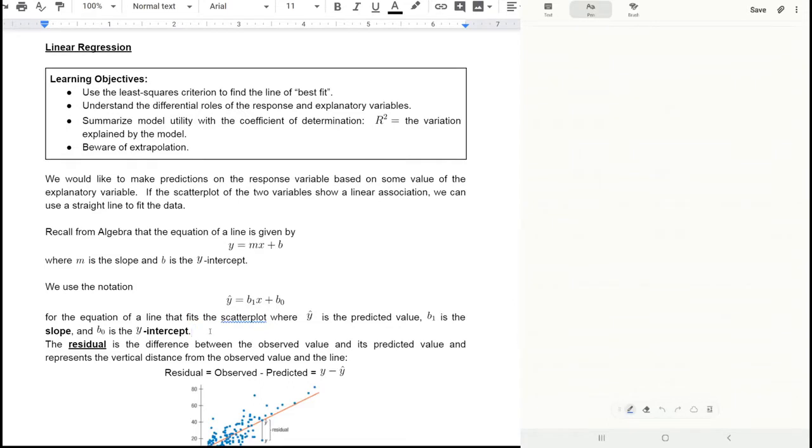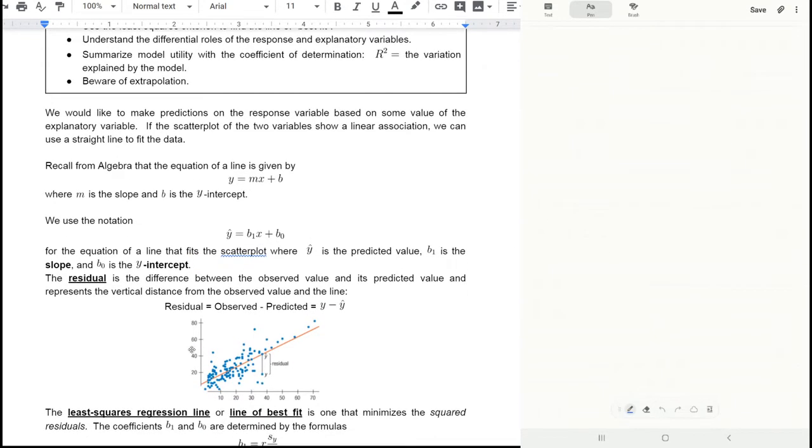Now if we're given a scatter plot, then there are many different lines that can pass through the data. Now which line do we pick that will best fit the scatter plot? To answer that question, we're going to look at defining what is called the residual, which is the difference between the observed value and its predicted value, and it will represent the vertical distance from the observed value and the line.